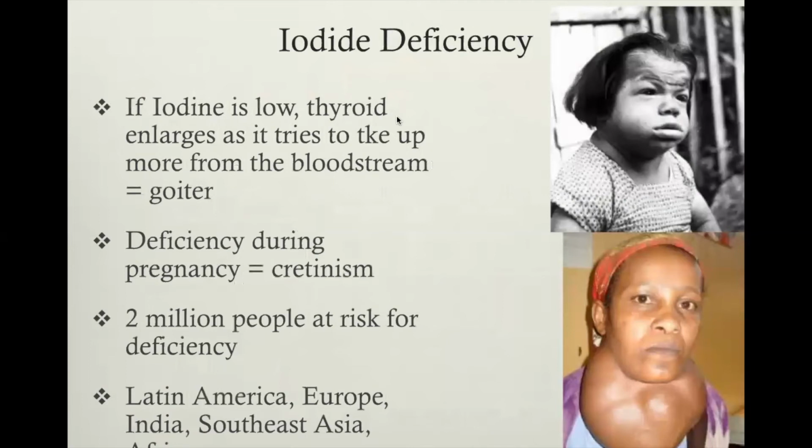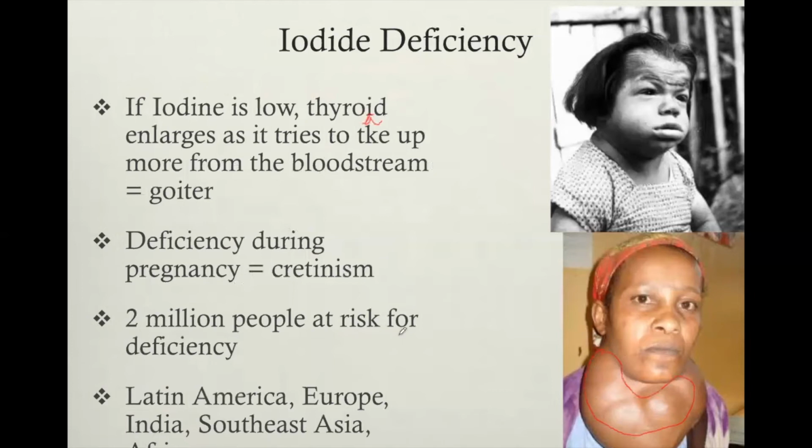What happens in iodine deficiency? If iodine is low, the thyroid tries to take up more from the bloodstream. I see another typo. I'm sorry, you guys. I thought I fixed these. And this can lead to a goiter. So here you see a goiter down in the bottom.